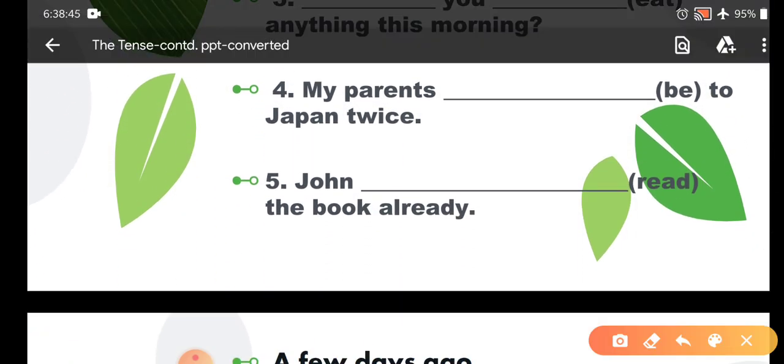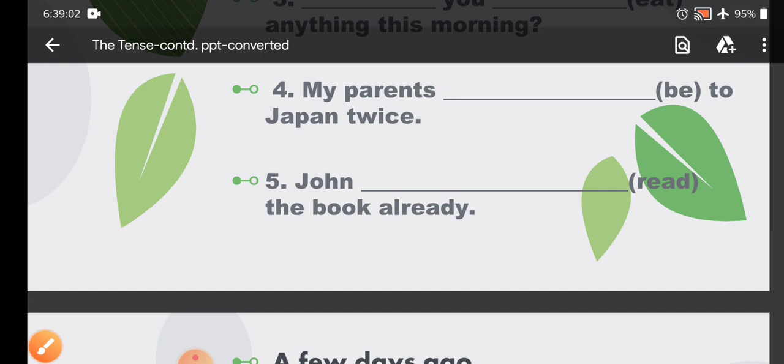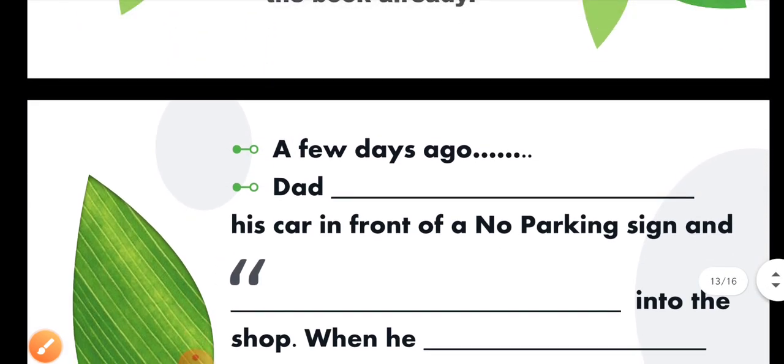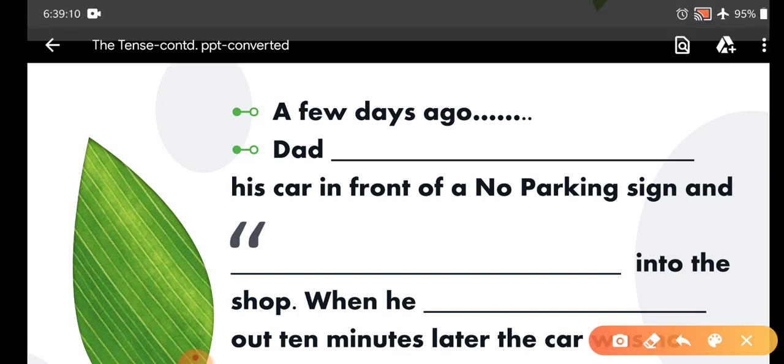Look at this, students. We already have an already here. So it's an affirmative, present perfect use of tense. John has read the book already. This is a small incident being narrated to you.